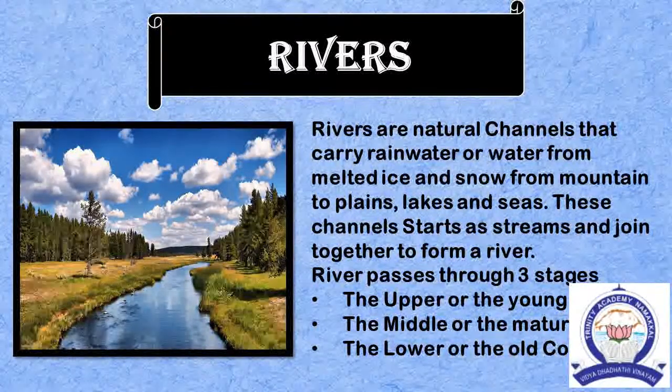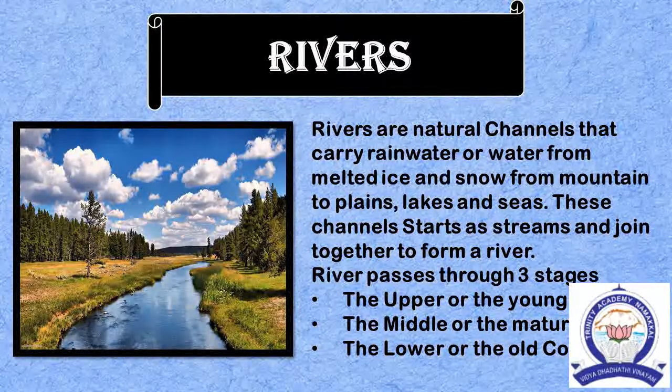From the place where it originates to its mouth, a river passes through three stages. That is, first one, the upper or the young course. Second one, the middle or the mature course. And the third one, the lower or the old course.